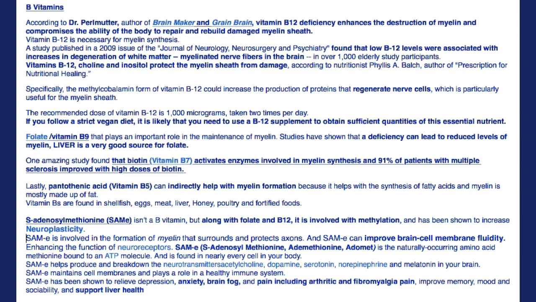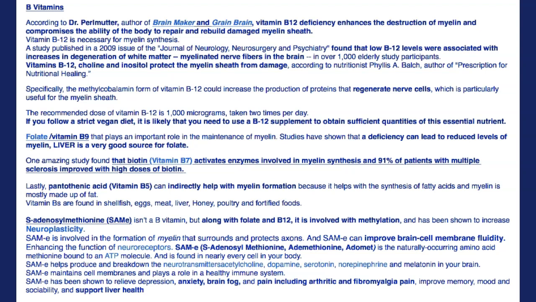Vitamin B12, choline, and inositol protect the myelin sheath from damage, according to nutritionist Phyllis A. Bach, author of Prescription for Nutritional Healing. Specifically, the methylcobalamin form of vitamin B12 could increase the production of proteins that regenerate nerve cells, which is particularly useful for the myelin sheath.